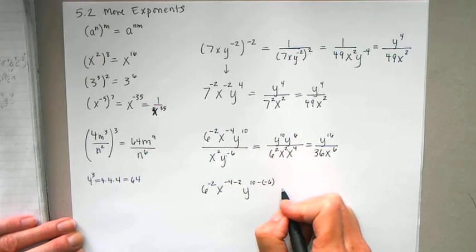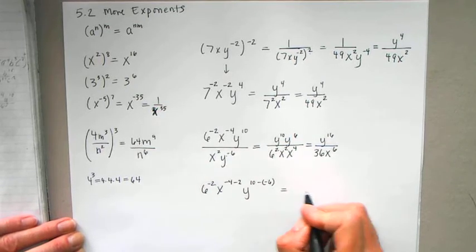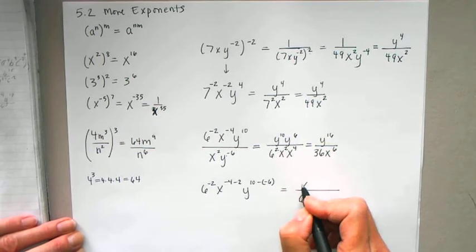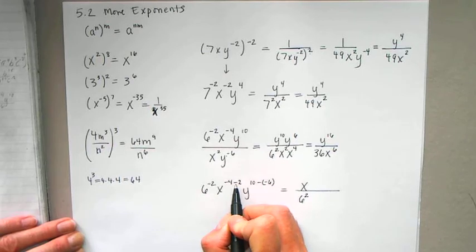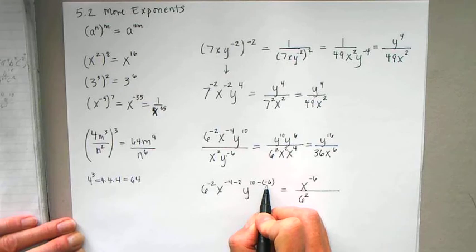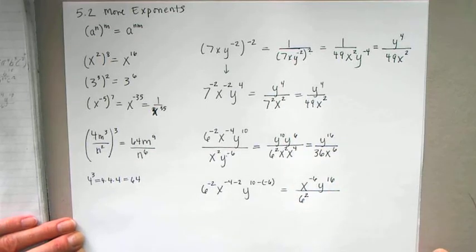Same with the y's. I would have y subtract negative 6. Alright, so then going further, I can't do 6 to the negative 2 on top, so I'll move it to the bottom, so it's 6 to the positive 2. And then negative 4 and negative 2 is negative 6, and 10 subtract negative 6 is 10 plus 6, so I have y to the 16.